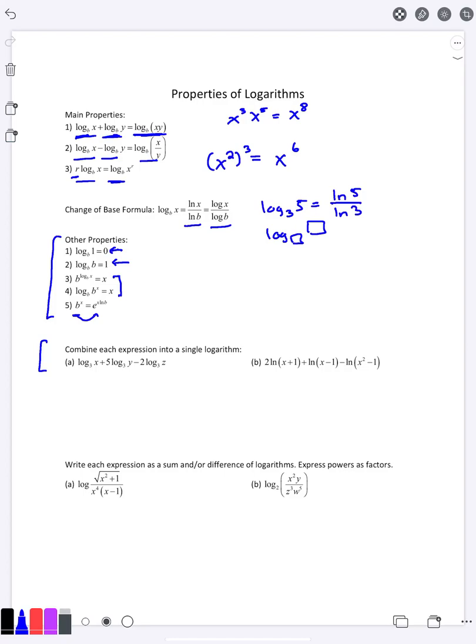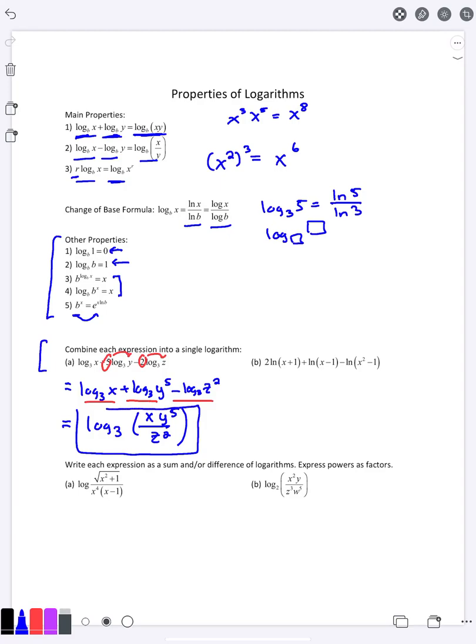So what I would recommend doing on these problems, first things first, is any coefficients you have, go ahead and put those onto the exponents. So I would have log base 3 x plus log base 3 y to the fifth minus log base 3 z squared. And then I would say, okay, well, I'm adding these logs so I can multiply them, and then I'm subtracting log of the same base. It's going to divide it, so I can combine this into log base 3 of x times y to the fifth over z squared. And this would be the most simplified expression we can have here, we've combined it down to a single logarithm.